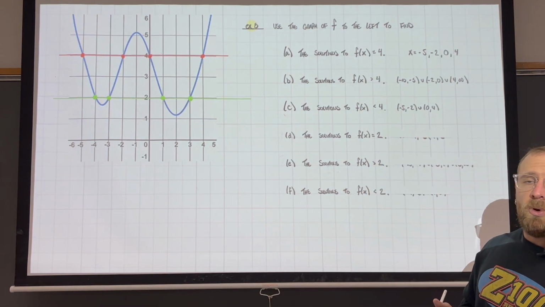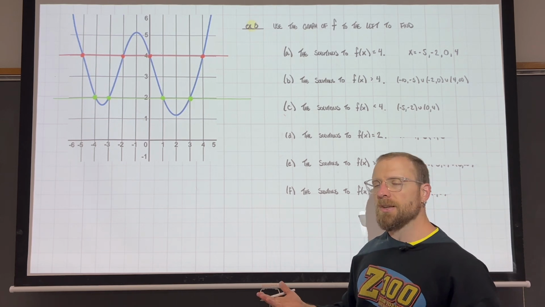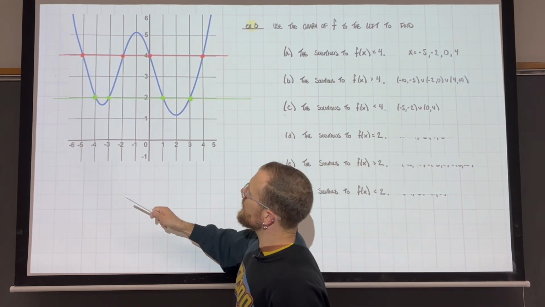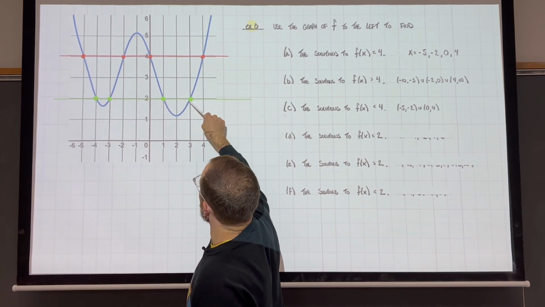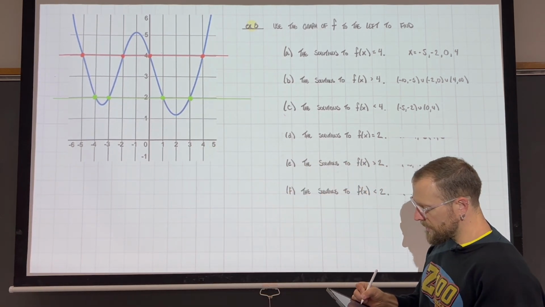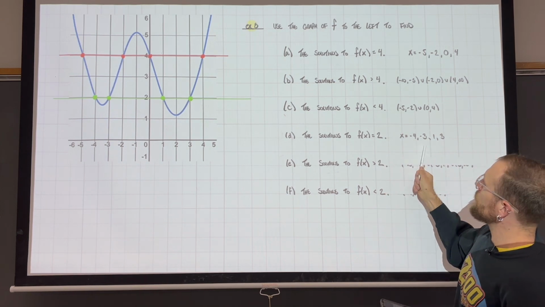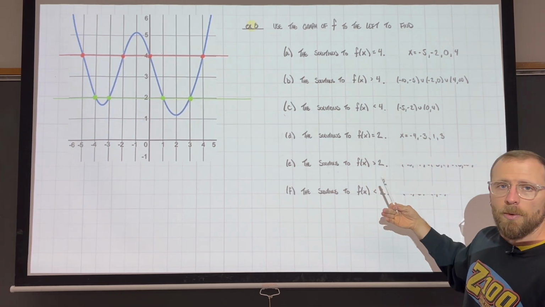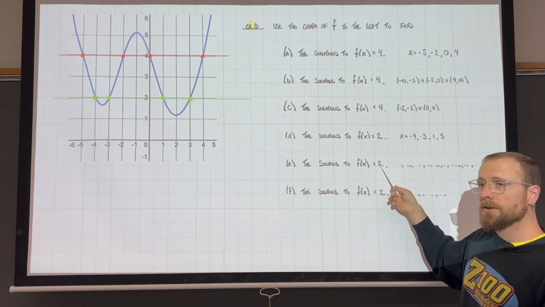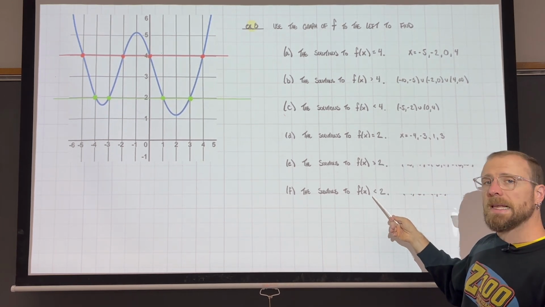And what are the x coordinates of those points? I know the y coordinates are 2. What are the x coordinates? Looks like the x coordinates are -4 and -3, 1 and 3. So I think those are my solutions to this equation. And then, of course, I asked the same follow-up questions. Where is f of x greater than 2? And where is f of x less than 2?